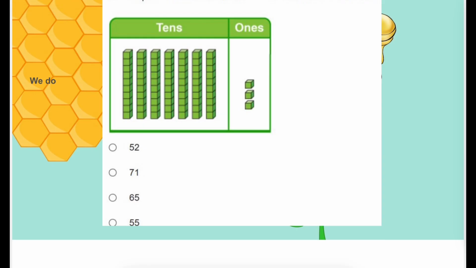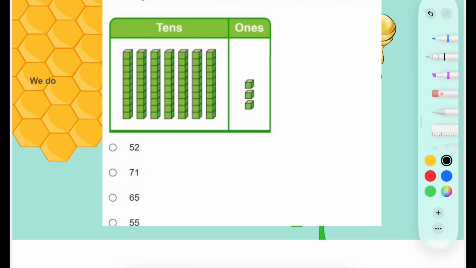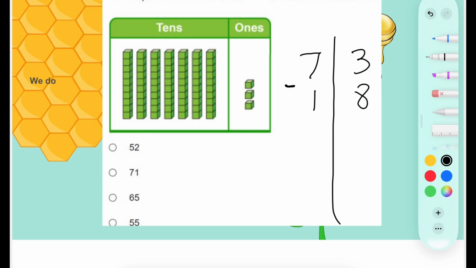Now we're going to do this one together. You're going to get a chance to show your work. Let's go ahead and start by writing 73 with our line down the middle. We have to take away 18. Let's write 18 as 1 ten and 8 ones. Our operation is subtraction and our line down the middle.